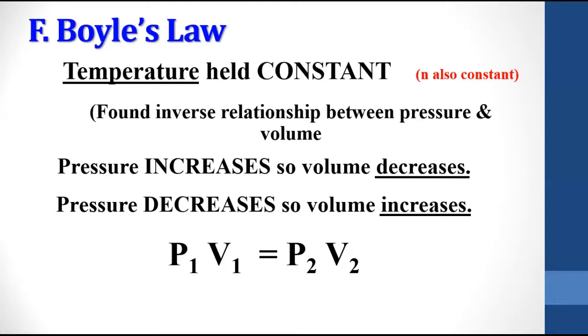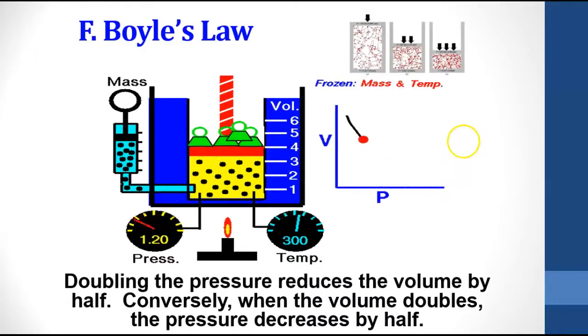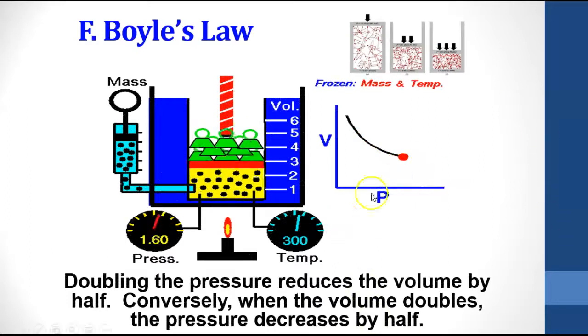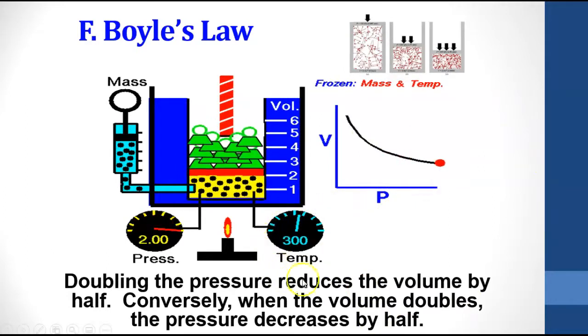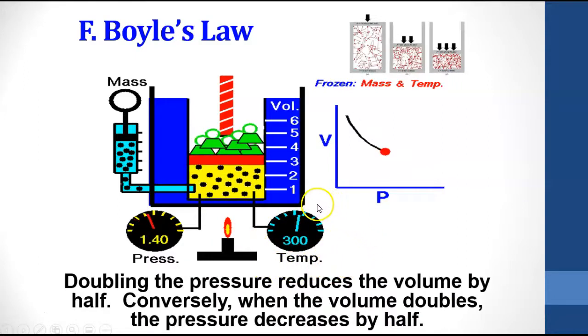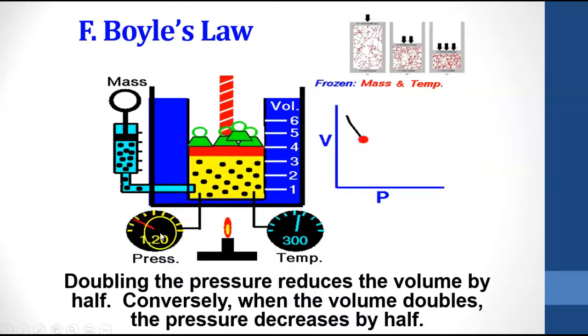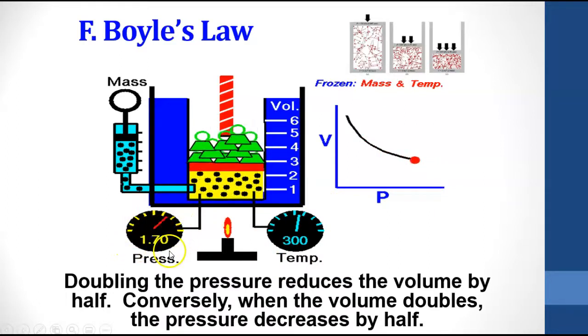Graphically, you need to recognize a graph. Okay. Let's see what that looks like. I've got a little animation for you here. So you'll notice, the first thing I want you to notice is right here, temperature is not changing. It says 300 is your temperature. It's not varying, which means as volume decreases, you see pressure is increasing.